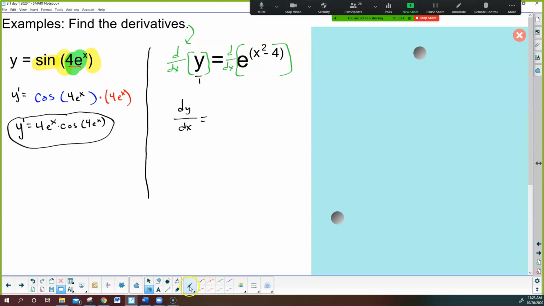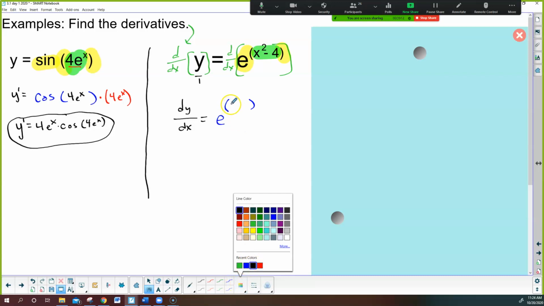This is a chain rule. So what is the outside function? Well, in this case, the outside function is e to the power of. And then the inside function is x squared minus 4. So the derivative of the outside is exactly what it is. It's just e to the x. We're going to keep the inside function.